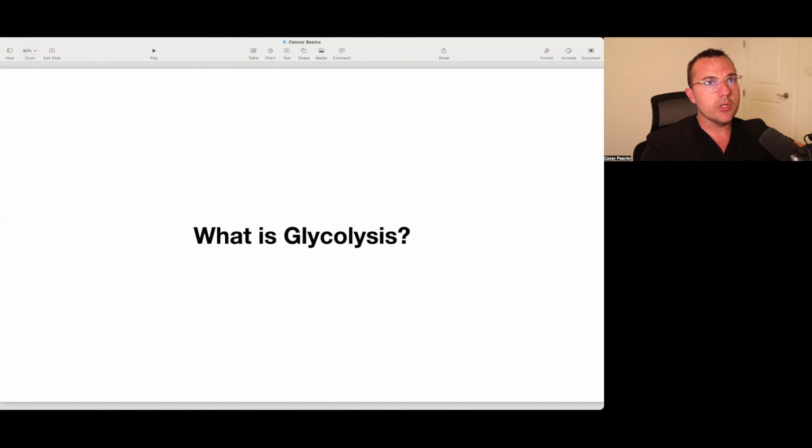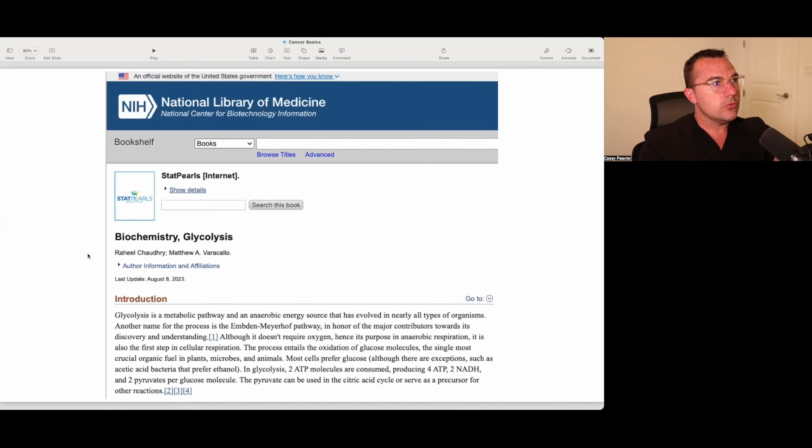I'm going to try to do it in a succinct way that doesn't bore us with super technical biochemistry, but at the same time, helps us understand the reason for these pathways and the fact that they exist. So I'm going to start out with talking about glycolysis. I'm going to use some National Library of Medicine resources to help guide us, and then I'll use some other papers to help add context to why we should even care about this. So this was published in StatPearls, Biochemistry, Glycolysis.